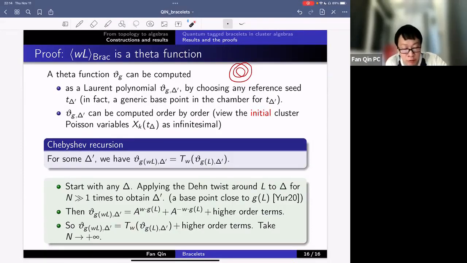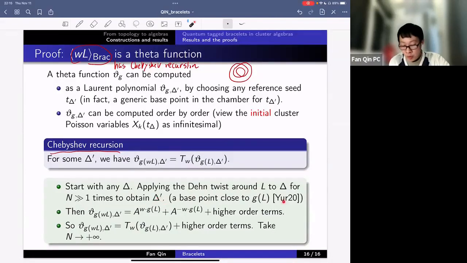Now it remains to show the Chebyshev recursion also works for these theta functions, because we know that the bracelet has Chebyshev recursion. Like this. So it remains to check the Chebyshev recursion for the theta functions. Now, it's fair to check it for some reference seed. So you start with any initial seed, and you apply the Dehn twist around the loop many, many times to obtain a new seed.